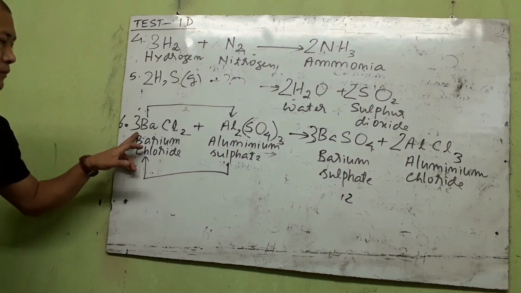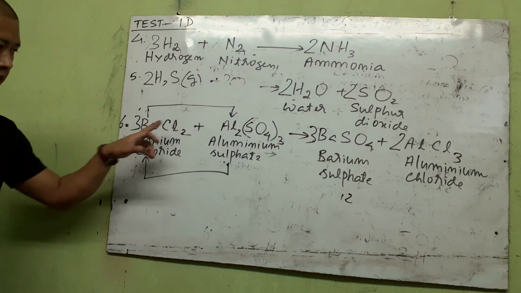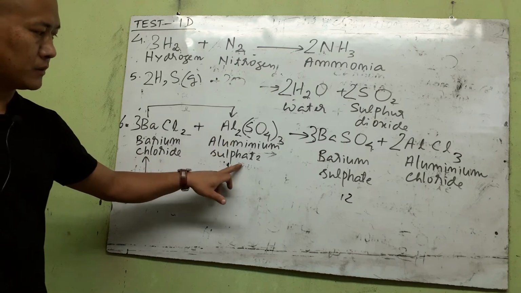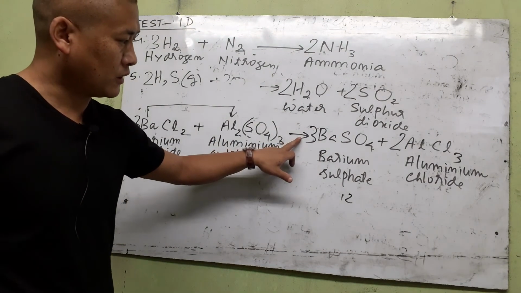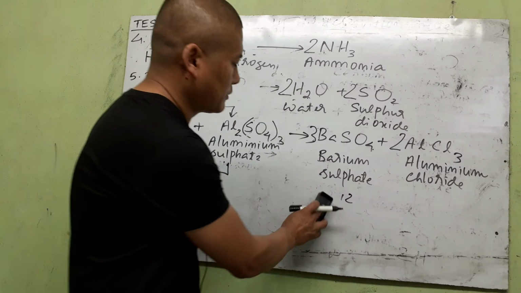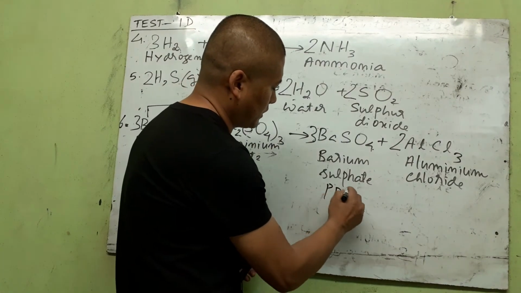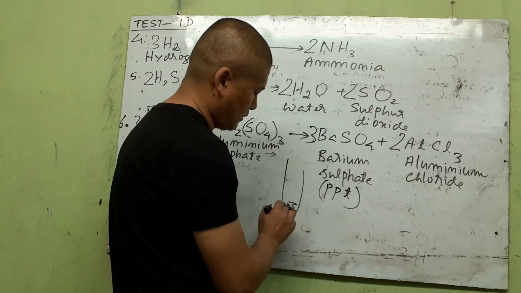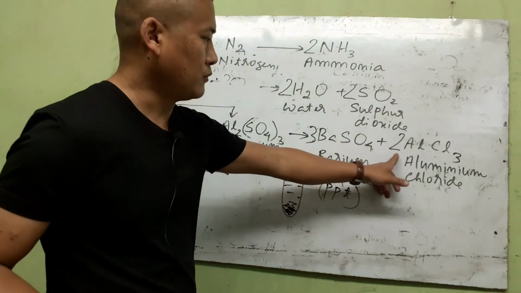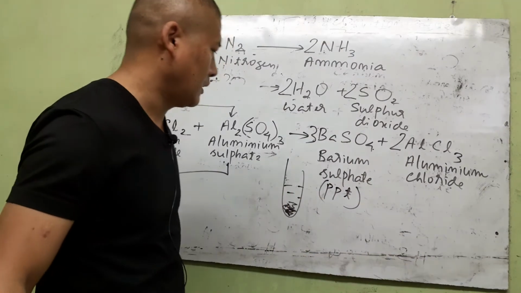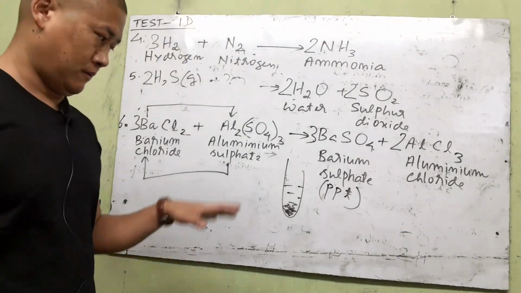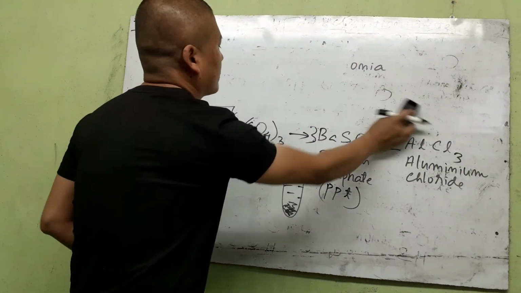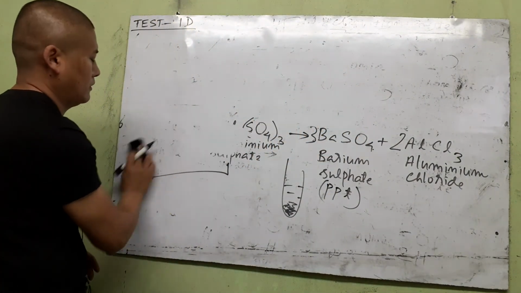So let us read now. 3 molecules of barium chloride reacts with 1 molecule of, no number in front means 1 molecule of aluminium sulfate to give us 3 molecules of barium sulfate. And this barium sulfate is a precipitate, okay? We can write PPT, meaning solid. It will settle towards the bottom of the test tube, I think. And then 2 molecules of aluminium chloride. This is the balanced equation. Now go to the 7th one.